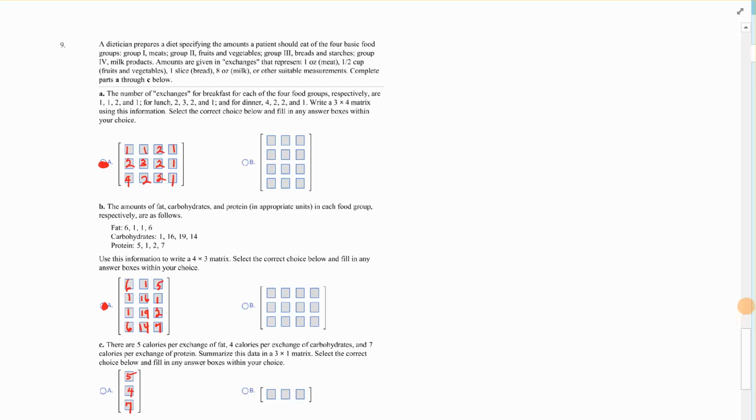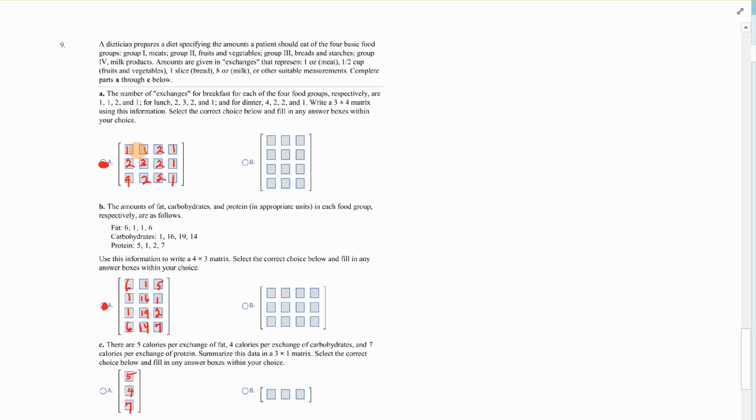All right, this one's kind of long, but really quite simple. A dietitian prepares a diet specifying the amounts a patient should eat of the 4 basic food groups. Group 1 is meats, Group 2 is fruits and vegetables, Group 3 is bread and starches, and Group 4 is milk. All right? And amounts are given in exchanges that represent 1 ounce of meat, 1/2 cup of fruit and vegetable, a slice of bread, 8 ounces of milk. So, the number of exchanges for breakfast for each of the groups respectively are, and it gives you the numbers.